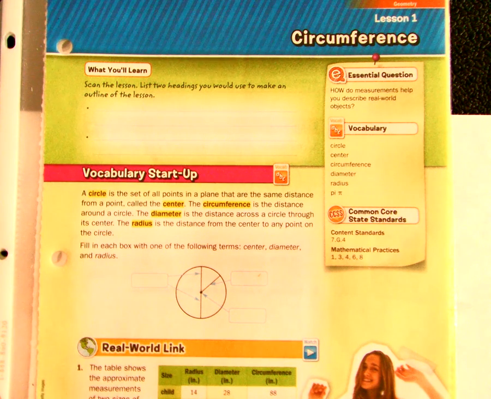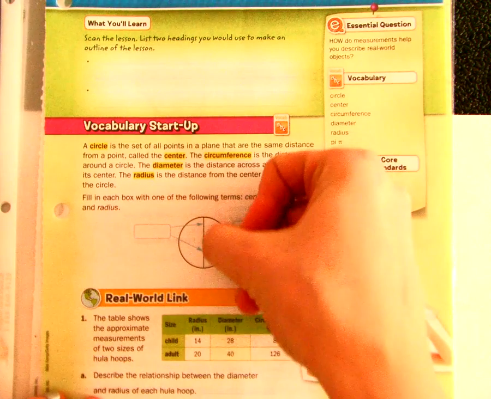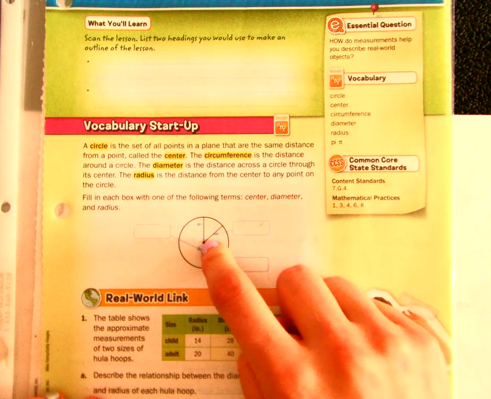Okay, so if we look at this diagram here, the center is the middle. The diameter goes all the way across, and the radius goes from the center to a point on our circle. Okay, the first thing we're going to do, we're going to determine radius and diameter.